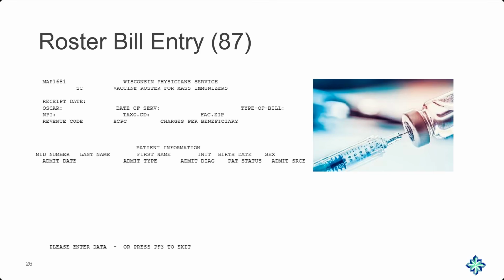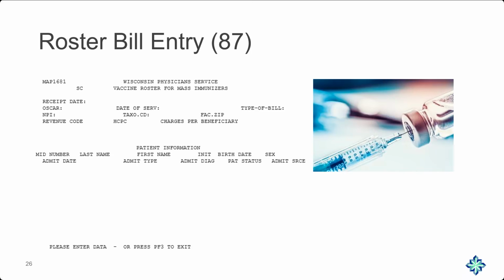So here I have a screenshot of what that form looks like. The type of bill is only a 2-digit field, so you'll disregard the leading 0 and key the first 2 digits, 13, 12, 23, etc. The only revenue codes allowed are 636 for the vaccine and 771 for the administration. If you need details on the valid values for the admit type and source, look at our website or the DDE manual for more information.